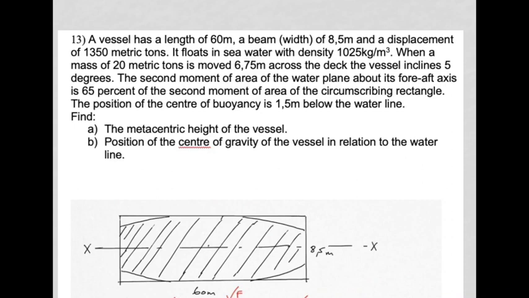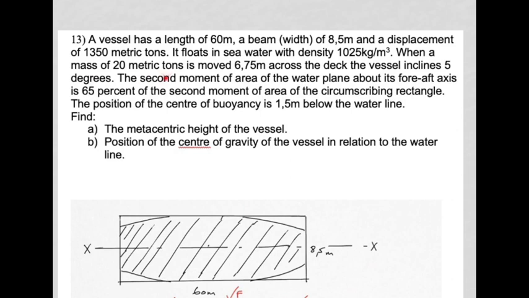Now number 13, I want you to try yourselves, but let's just explain something in the question which might not be completely clear. It gives you the vessel's length, width, and displacement. It's floating in seawater, that's all fine. When a mass of 20 metric tons is moved 6.75 meters across the deck, the vessel inclines 5 degrees. So that's an overturning moment, no problem there.